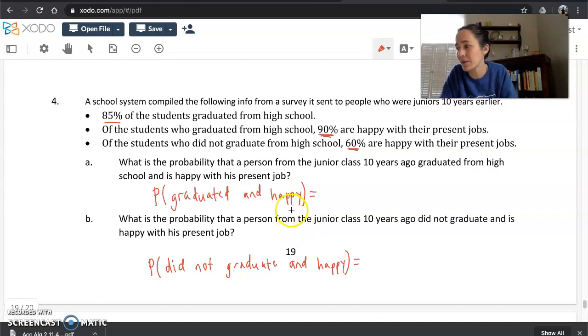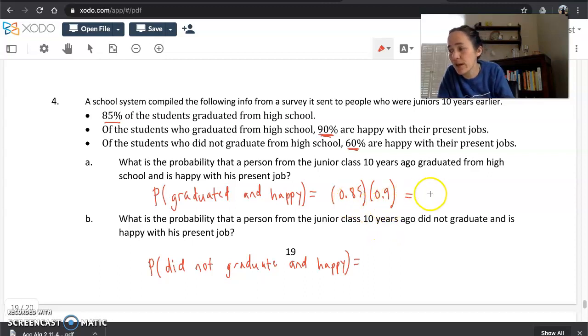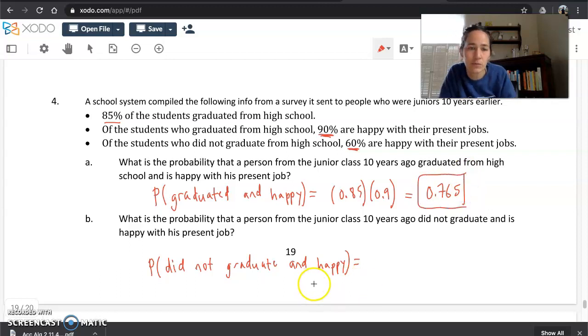Graduated and happy. And that makes me think of multiplying. So I'm going to multiply the 0.85 chance that you graduated times the 0.9 chance of happiness given that you did graduate, right? 0.85 times 0.9 gives me 0.765. Graduated and happy is going to be multiply.